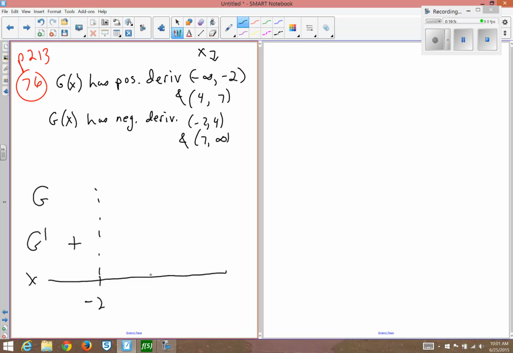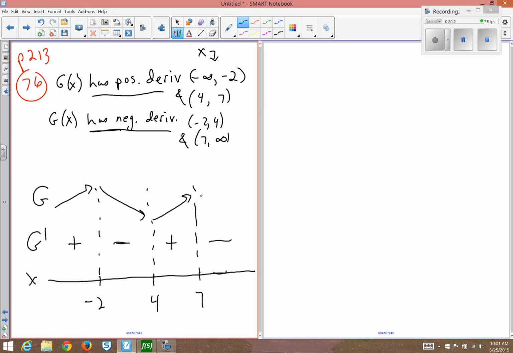From -2 up to 4, g has a negative derivative in the interval from -2 to 4. From 4 to 7, g has a positive derivative. And from 7 to infinity, g has a negative derivative. This information says that g is increasing, then decreasing, then increasing, then decreasing. This g prime means the slope. When something has a positive slope, if a function has a positive slope, it looks like this.